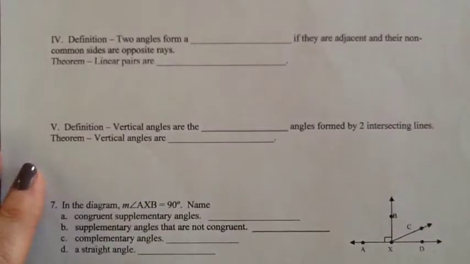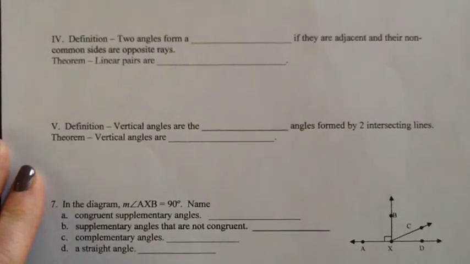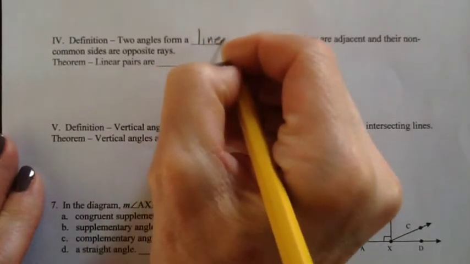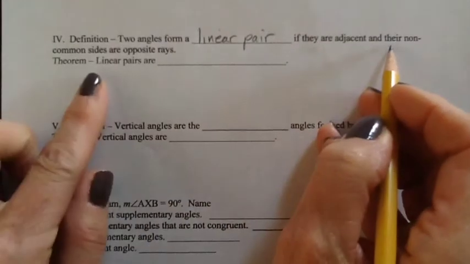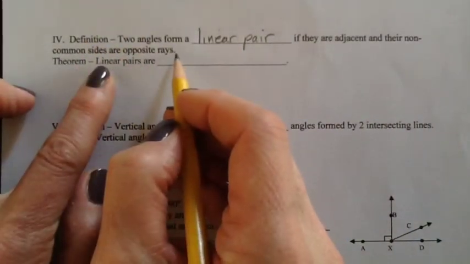All right, I added 2 more definitions, so you're going to have to get this on notebook paper. You can always pause the video if you need to get notebook paper. All right, 2 angles form a linear pair if they are adjacent and their non-common sides are opposite rays.